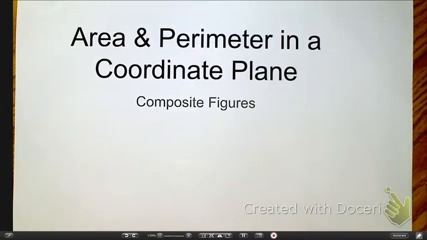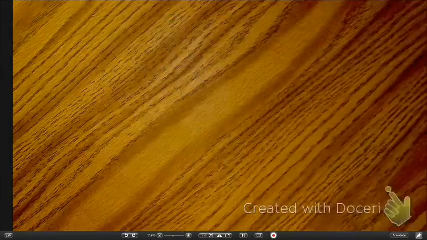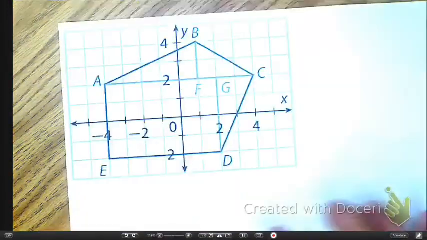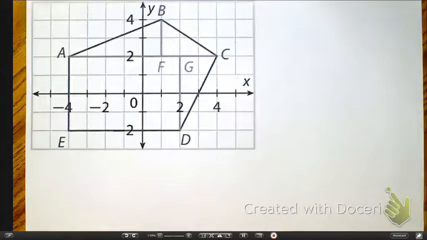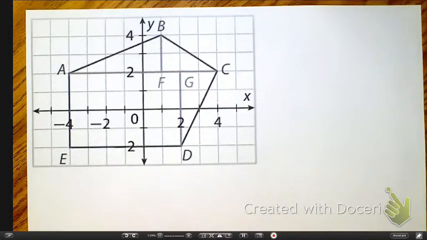You should have already taken your notes based on what was posted in Google Classroom. Hopefully, you've already given the 3 examples a try, and now you are double checking with me and my notes and how I did the problems. Problem number 1. Problem number 1 gives us this pentagon A, B, C, D, E.